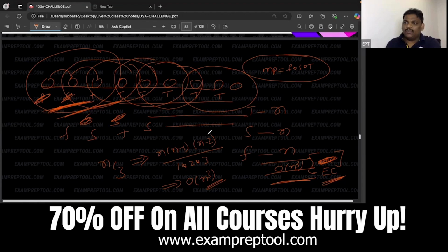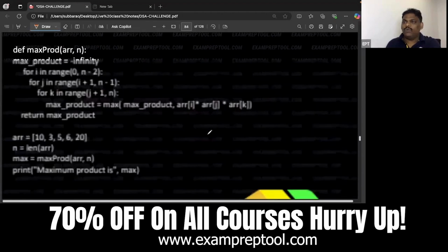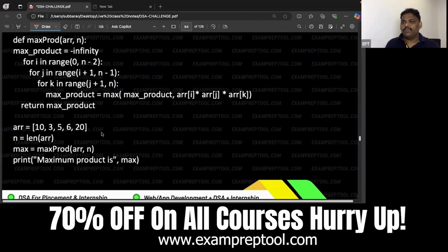Some people are asking, sir, for the program for this. I have written a very simple Python program. Can you see this one? This is the array. So find the length of the array.